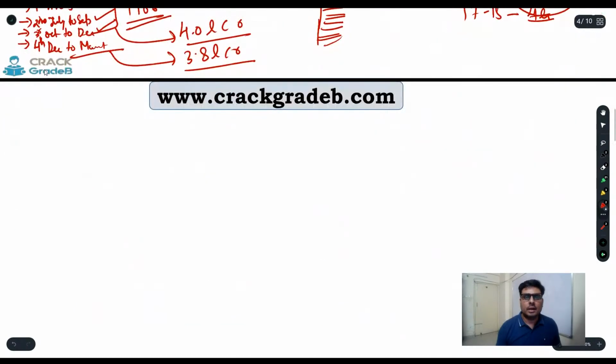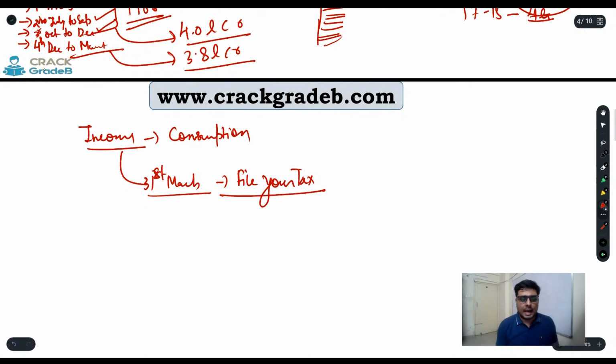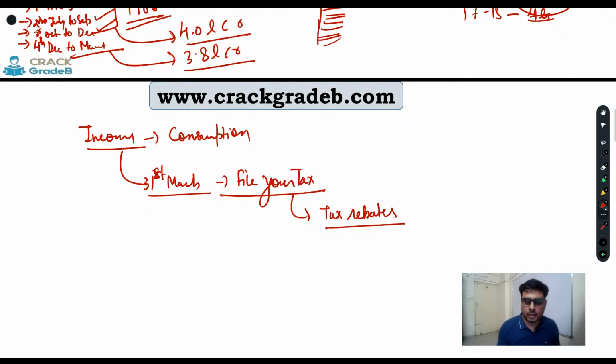Now from the individuals, those people who are working and getting income, most of the year they are focused on what? Consumption. But at the end of the financial year, by 31st March, you have to file your tax, and there are some tax rebates, right? For example, if you have a home loan, or you have insurance, some tax relief will be given.